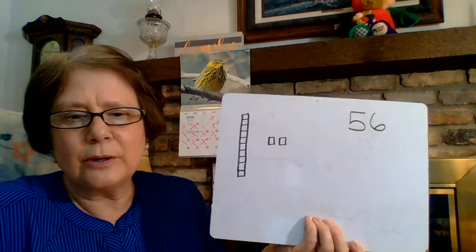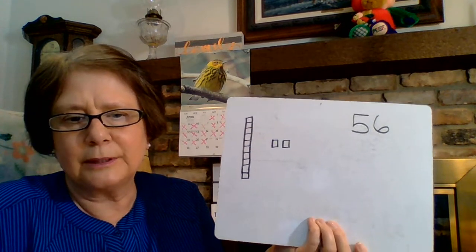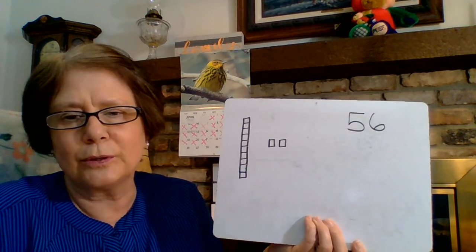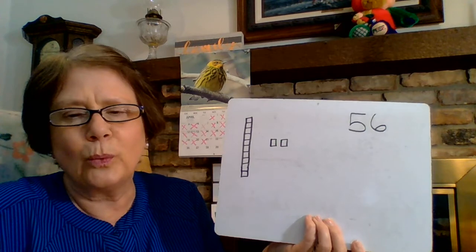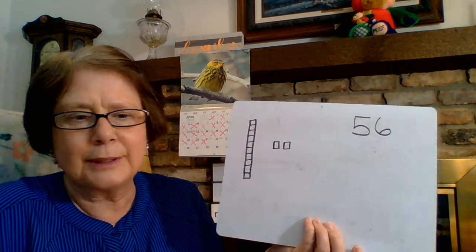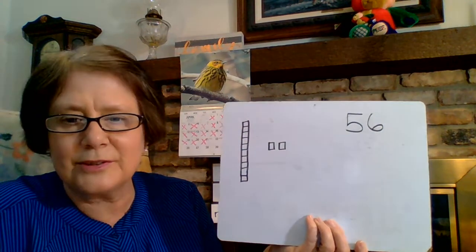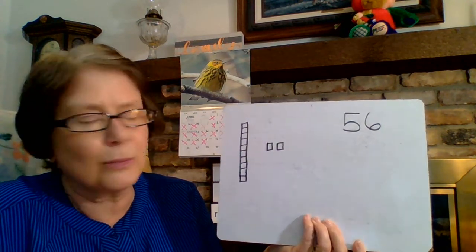Today in math, we are going to talk about place value. And place value is a big word that means where is the number? Is it in the ones column or is it in the tens column of the number that we're looking at?